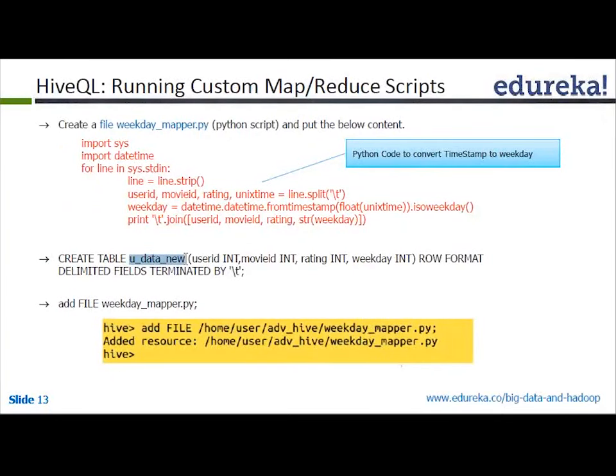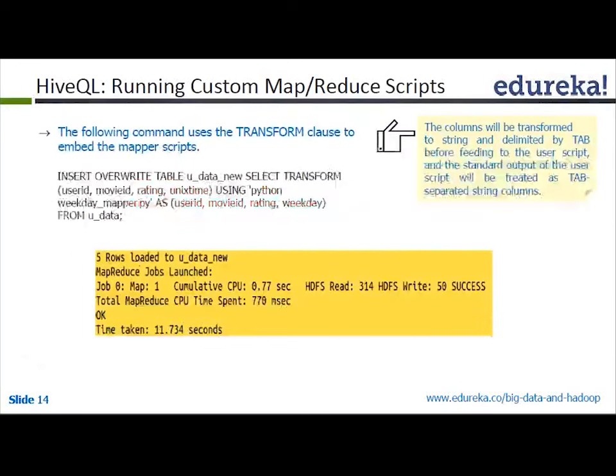Okay. Then I'm creating one more table called u_data_new. Okay, and then I am going to add my Python file. So you'll see how the resource is added, and then you will use a function called transform. So the columns will be transformed to string and delimited by tab before feeding to the user script, and the standard output of the user script will be treated as tab separated string columns.